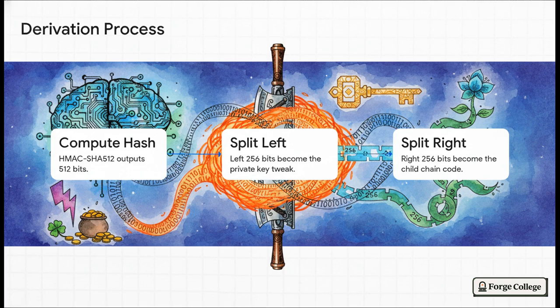Oh, and by the way, the official standard does note that if the left side results in an invalid curve order, the process fails. But honestly, the mathematical probability of that happening is so vanishingly small, you literally have a better chance of winning the lottery while simultaneously being struck by lightning.